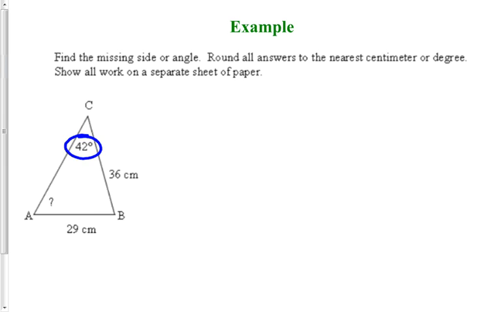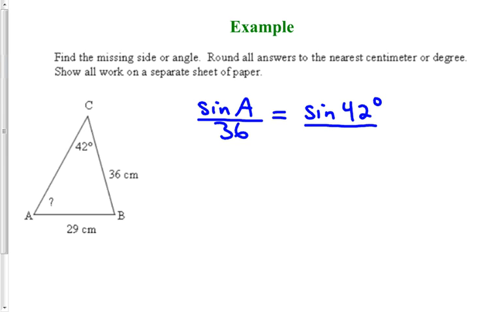So this time I'm not going to write out the law of sines to start. I'm just going to write out my proportion. Sine of angle A over side A equals sine of angle C, which is 42 degrees, over side C, which is 29. Now we know that we're solving for an angle, which means we will have to use the inverse sine to get that angle by itself.